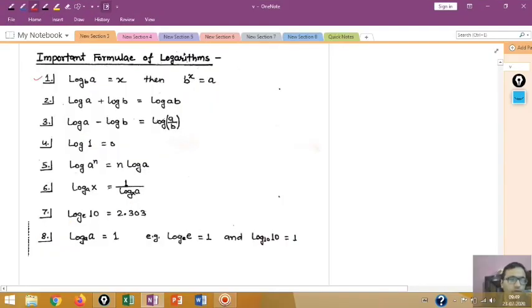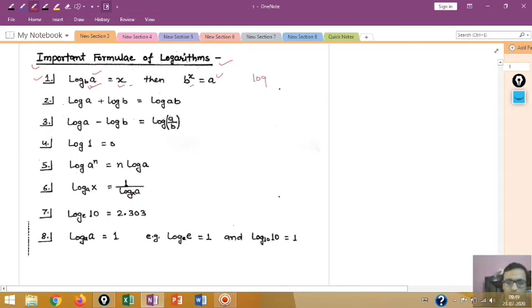Now we have to study about logarithmic function. As you can see, some important formulas have been mentioned. The first formula is what? This is the property of log: if log of a with base b is x, then a can be written as b raised to the power x.